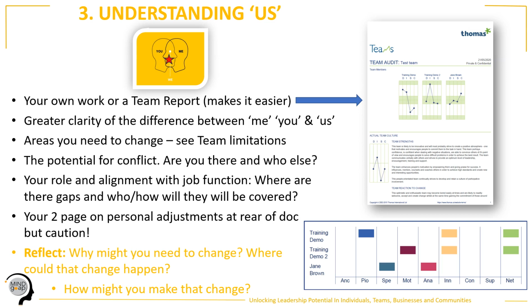that suggests personal adjustments. It suggests areas that you could change and develop on, but there's a little bit of caution around that. The Thomas International team reports only say that the things that you need to change relate to the team working more cohesively together. And I want to challenge that and say life in business is not just about having a team that works beautifully together. It's actually about delivering what the business needs.